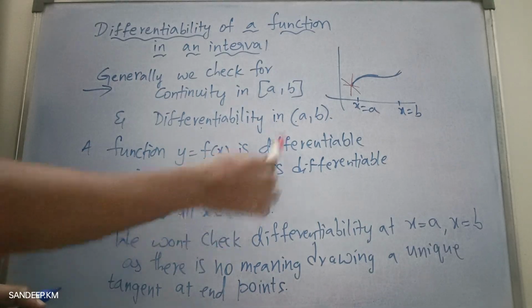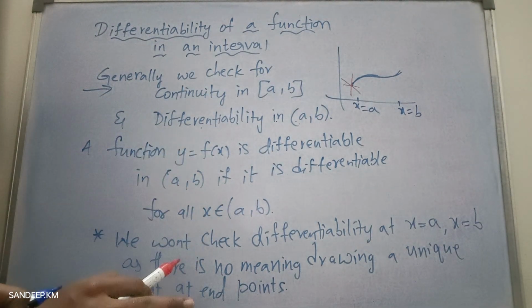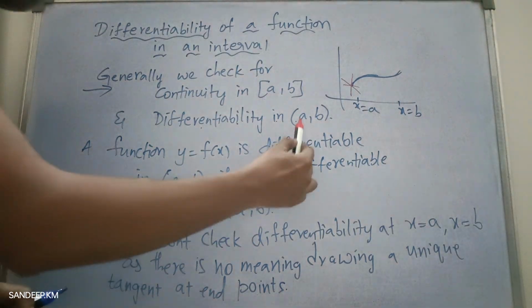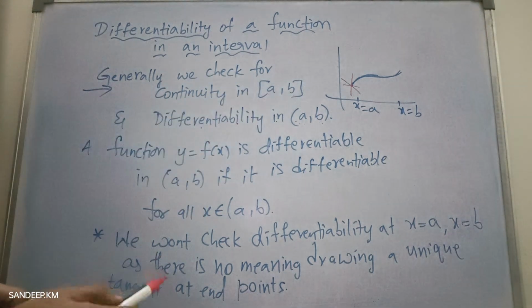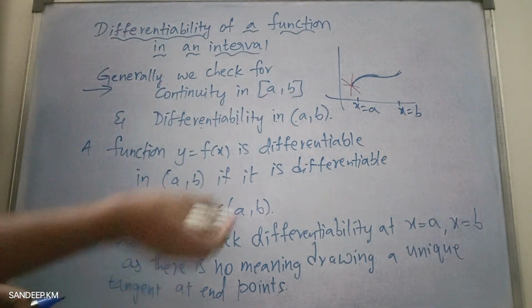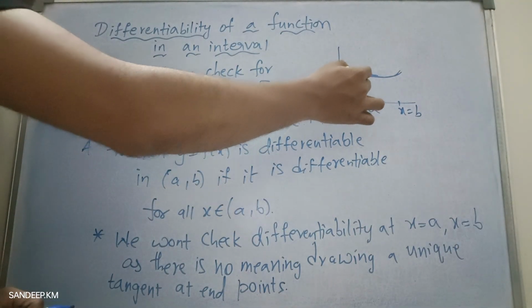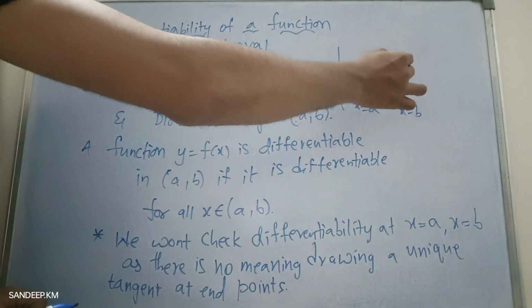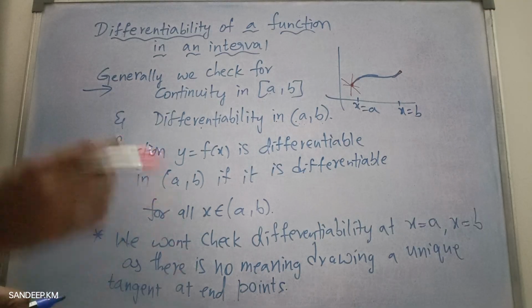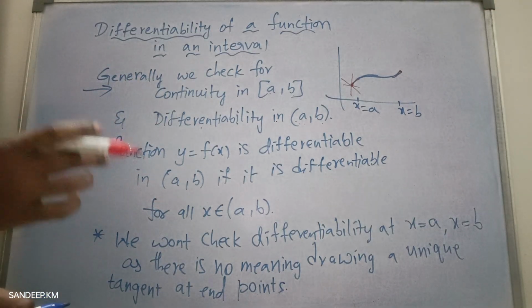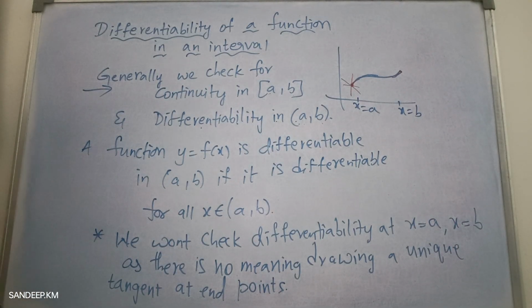So I will not check differentiability of a function at x is equal to a or x is equal to b. I will be checking the differentiability of a function only between a and b. Keep this in mind. But continuity can be checked from a to b. We already discussed that a function is continuous at x is equal to a if it is right continuous at a, and at x is equal to b if it is left continuous at b. Already we have discussed directional continuity, correct or not? But when we are talking about differentiability in an interval, we will choose only the open interval a comma b, not the closed interval a comma b.